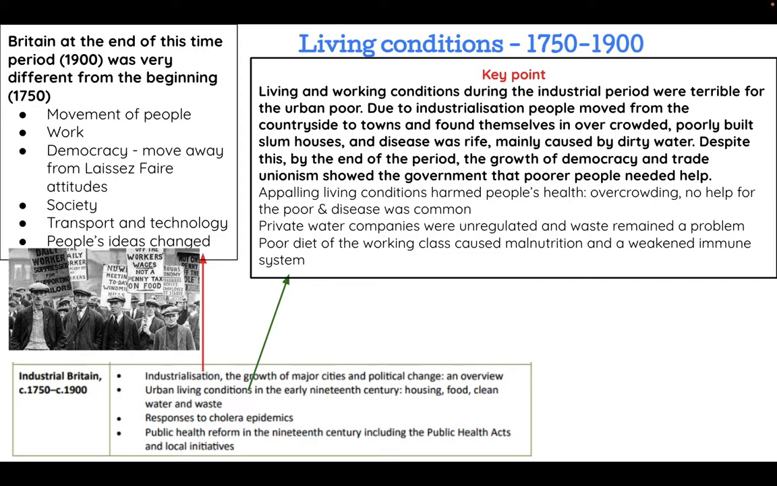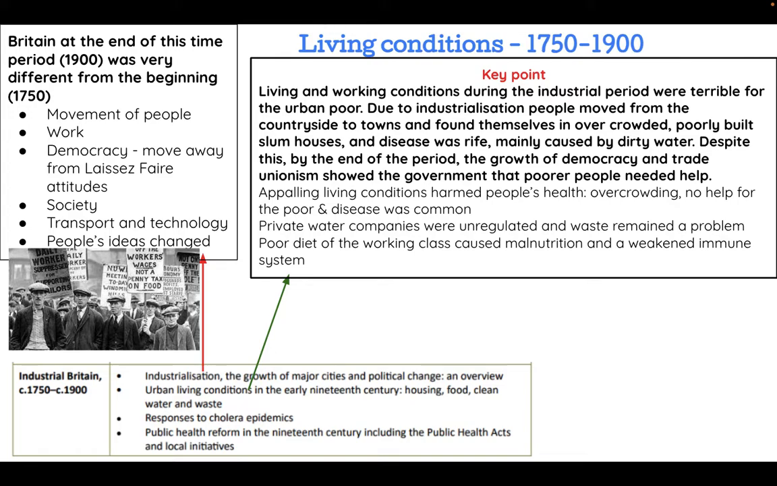And lastly, disease was common. So until 1861, people did not know about germs. Many people had to drink the dirty water, and the six biggest killers of the industrial age were tuberculosis, influenza, diphtheria, typhoid, typhus and cholera. In an exam, if you mention diseases, please try to make sure you name the actual diseases as well. That will help you get more marks.